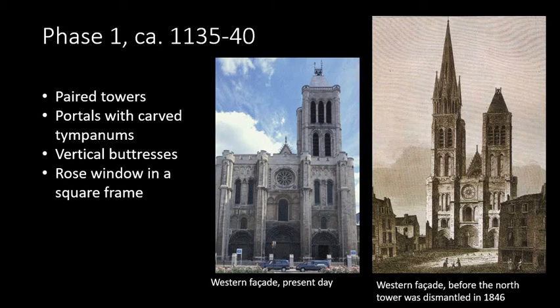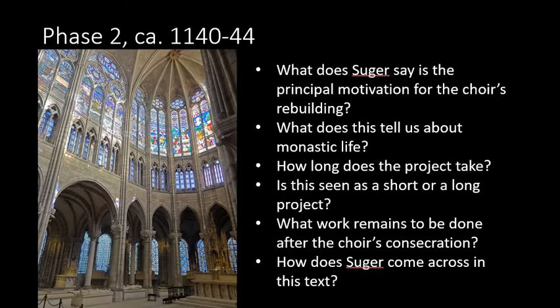expansion of the nave and the construction of a new facade, featuring a set of paired towers, three portals, the main entrances, with carved tympanums, or tympana, depending on who you ask, vertical buttresses, and a rose window in a square frame. Originally built with a large north tower, symmetry was put aside for the chance to get at least one high tower in; it was dismantled in 1146. So, Phase 2, starting in around 1140, was the enlargement of the choir. That's the rounded section past the transept, which includes the apse.